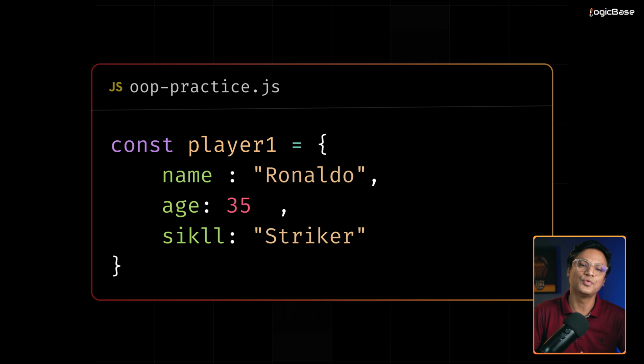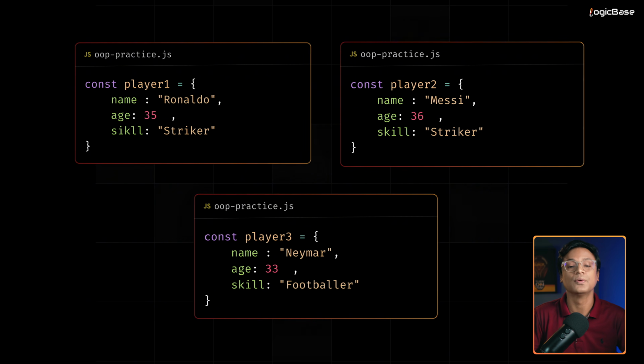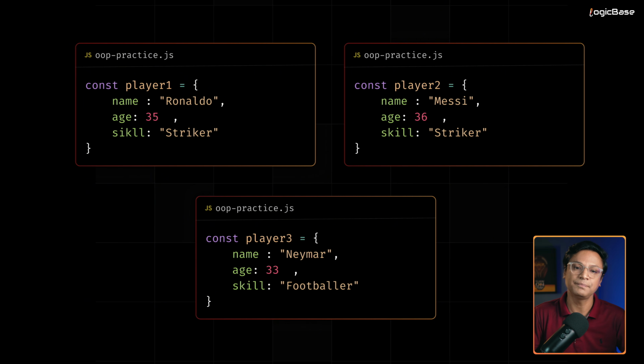Suppose you need to build a soccer game. The game will have different players. Now, if you want to define a football player in code, in JavaScript, you can create an object that contains properties like name, age, and skill. If there's only one player, say Ronaldo, then it's not a problem. You can easily represent him with a simple object. But when you need multiple players like Ronaldo, Messi, Neymar, you'd have to define each one as a separate object. And that's where a big problem appears.